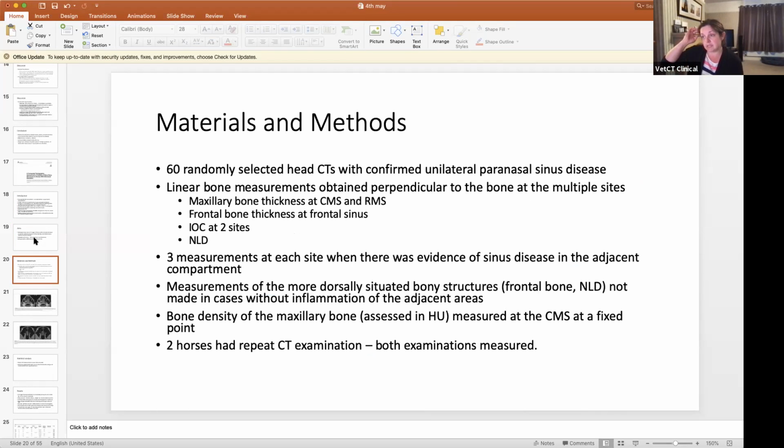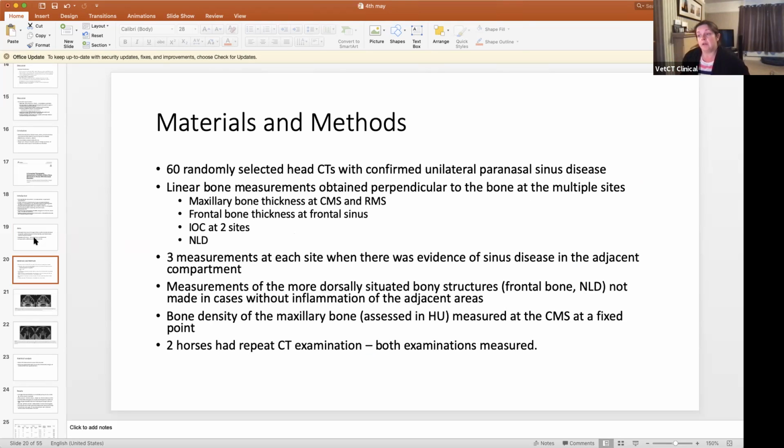So they randomly selected 60 head CTs with confirmed unilateral paranasal sinus disease. They did linear bone measurements perpendicular to the bone at multiple sites. So they looked at the maxillary bone thickness at the caudal maxillary and the rostral maxillary sinus, and that was a defined location relative to a tooth. They looked at the frontal bone thickness within the frontal sinus, again at a defined location. They looked at the infraorbital canal at 2 sites, defined relative to the teeth, and they also looked at the nasolacrimal duct.